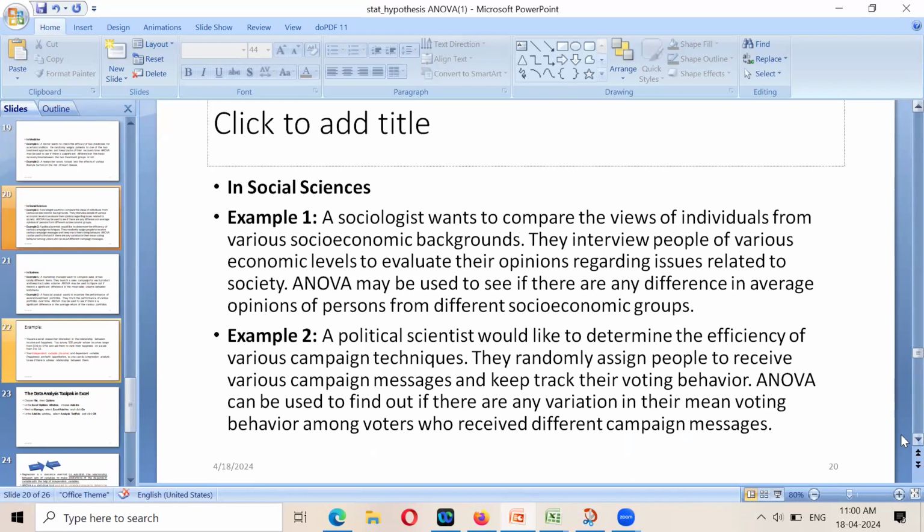So in social science, as you can see, a sociologist wants to compare the views of individuals from various socioeconomic backgrounds. Then people will be interviewed. Like I said, a survey will be done of people, and from their opinion, the ANOVA test will be fired on this data set. Okay.